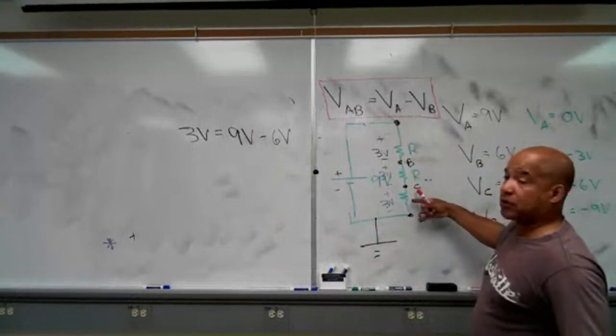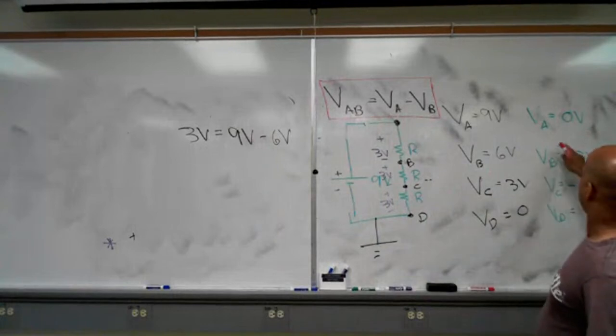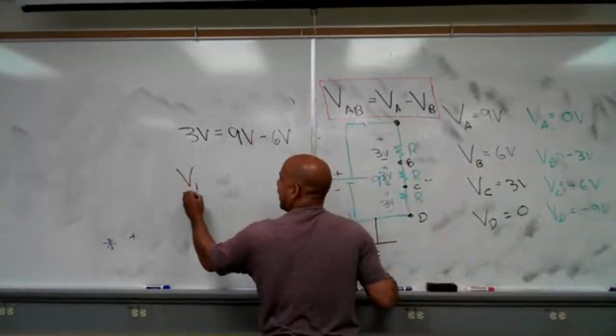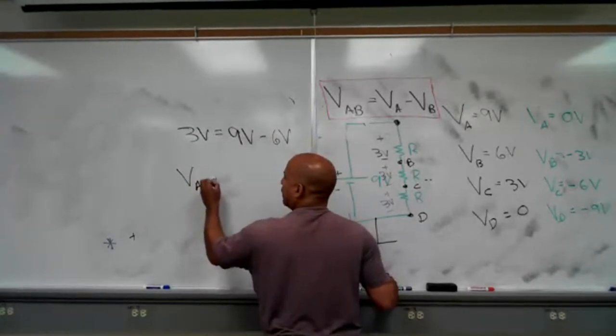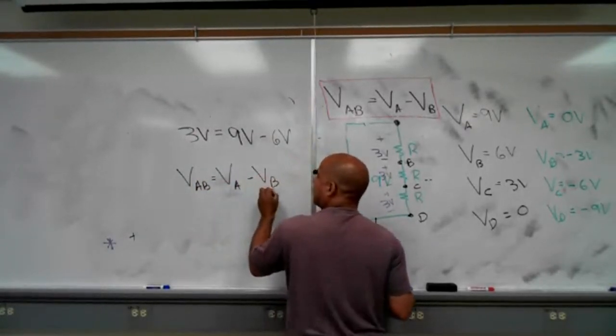Each resistor has 3 volts across it. So I can even use these numbers over here, right? If I use this one, let's use that one. The voltage at A with respect to B equals the voltage at A with respect to ground minus the voltage at B with respect to ground.